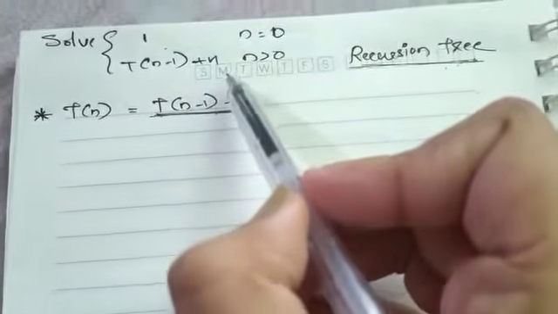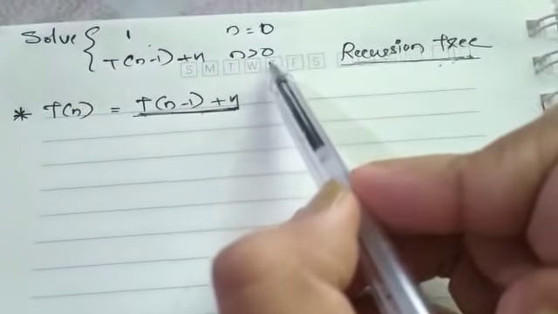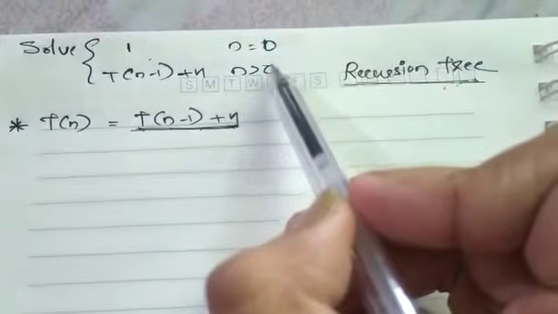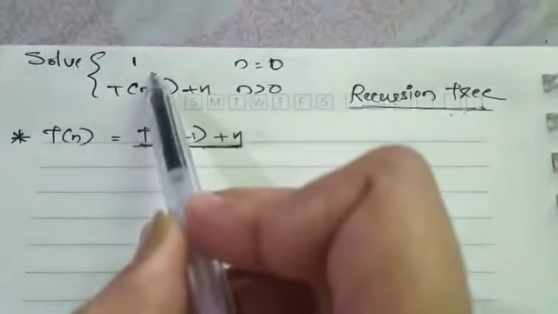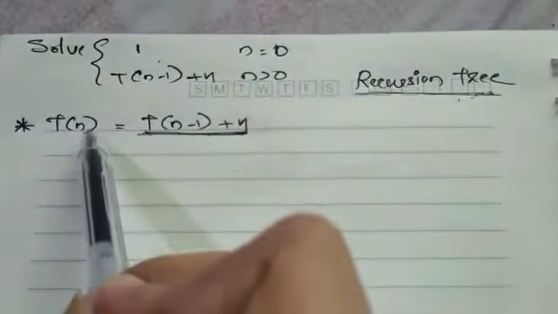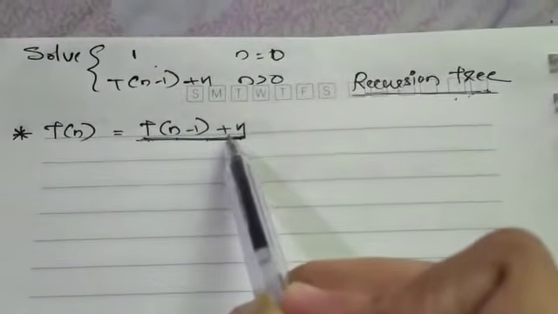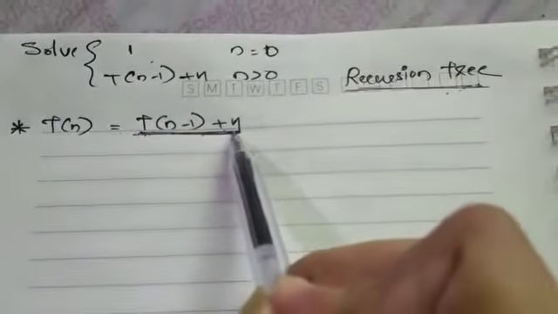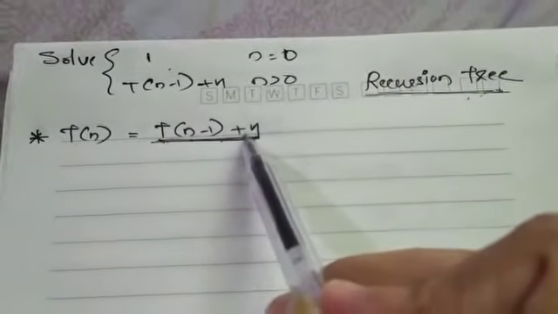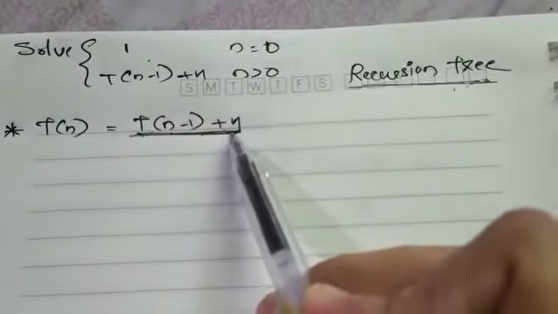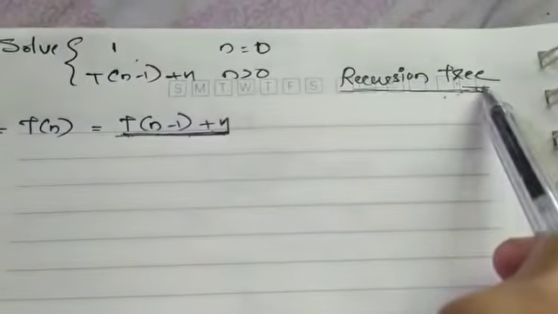Solve T(n) = T(n-1) + n where n > 0, and if n is equal to 0, the value is equal to 1. We know our T(n) is equal to T(n-1) + n. This is a recurrence relation. Let us see how to solve this recurrence relation using the recursion tree method.